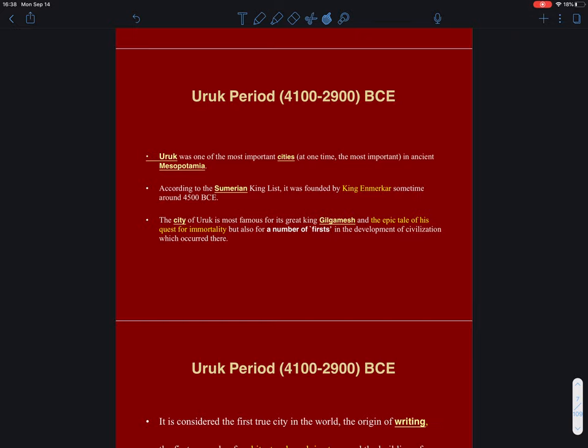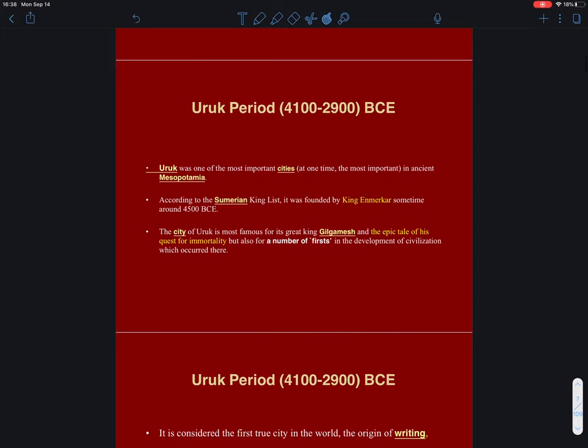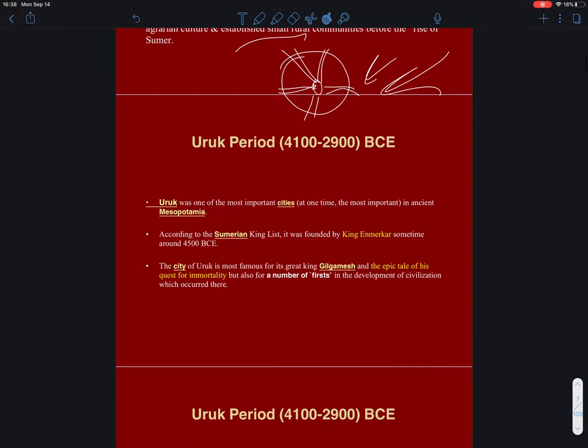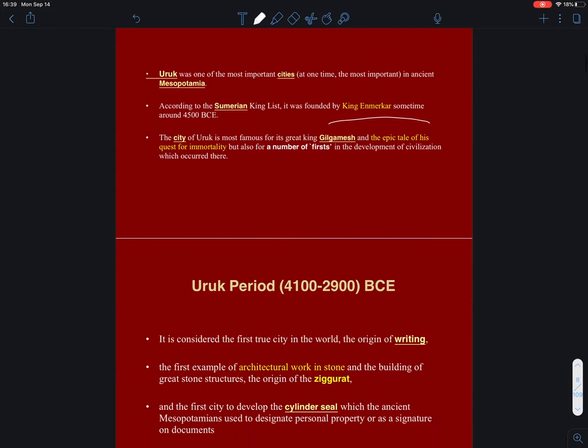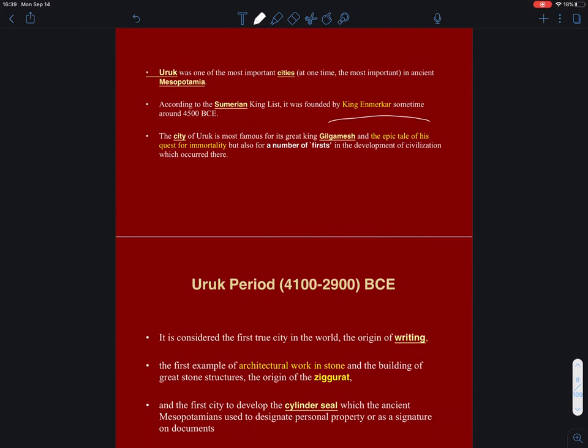According to the Sumerian king list, which we are going to come across again, it was built by a king called King Amerkar. And during the Uruk period, obviously there were a series of kings. Not yet during the Ubaid period, but during the Uruk period, you start to get already a king list, a Sumerian king list.